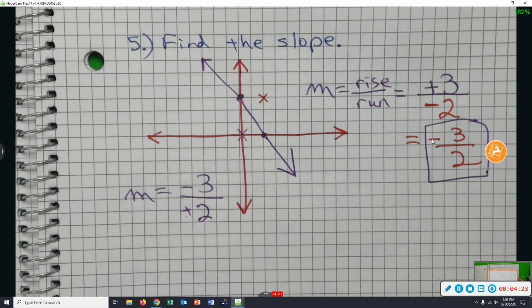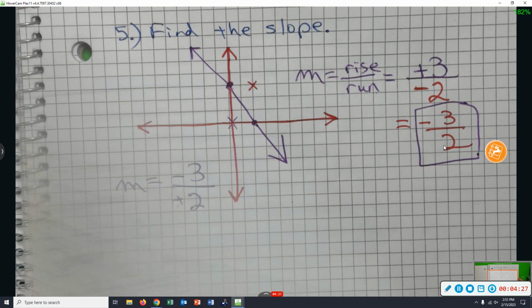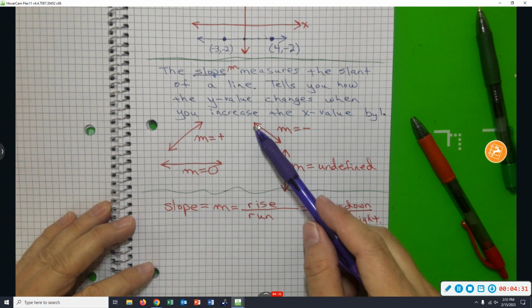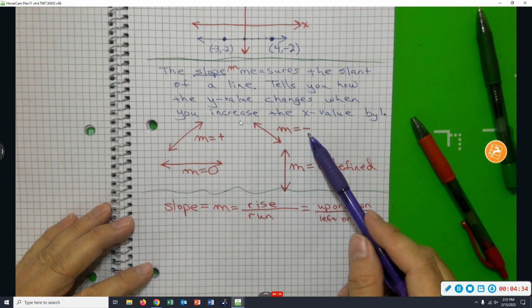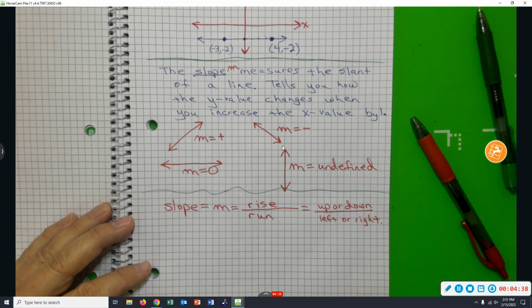Negative divided by positive still gives us a negative fraction as our final answer. And remember, one of the first things I said about slope, if the line is falling from left to right, you expect the slope to be negative. Any questions there?